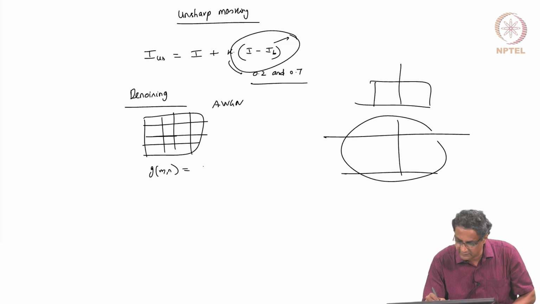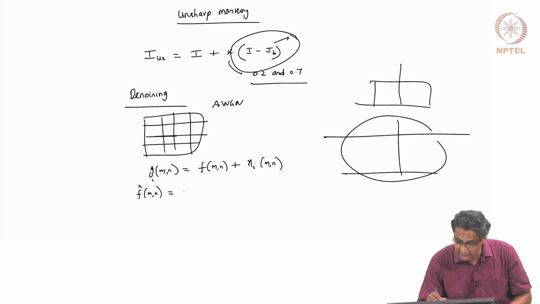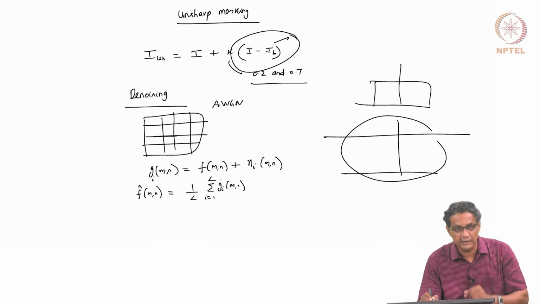Let me take the ith frame: g_i(m,n) = f(m,n) + eta_i(m,n), where eta_i(m,n) is the noise. This is what you have as a model. Now you are trying to get an estimate at any m,n. This is valid at any m,n. You will just do an average: 1 by L, summation of g_i(m,n), with i running from 1 to L.